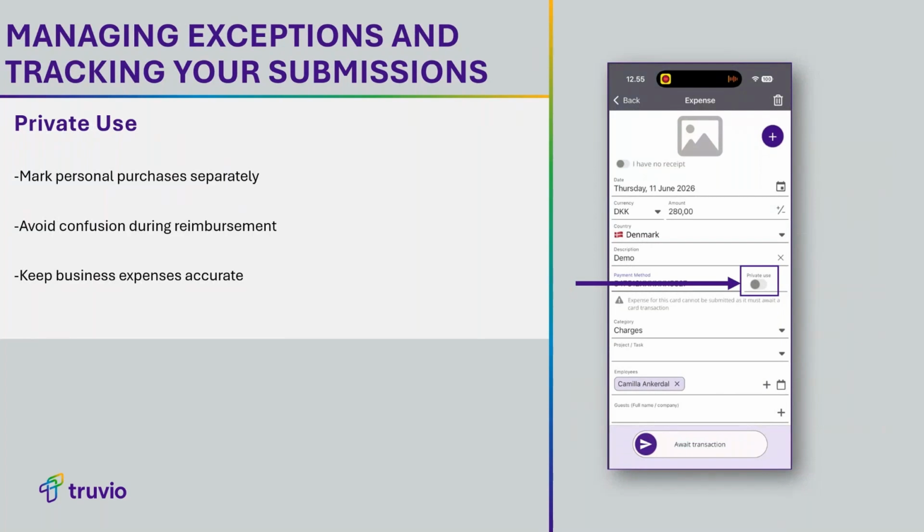And rather than creating confusion later, I can simply mark the expense as private use. So the system will then handle it through a separate process. So it's a simple feature, but it's a great example of how expense management helps handle both the standard processes, but also exceptions like this. And you can see here on the screen that you have a little button called private use that you then can tick if it's private use.